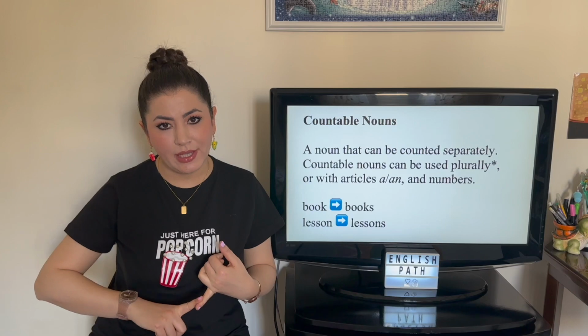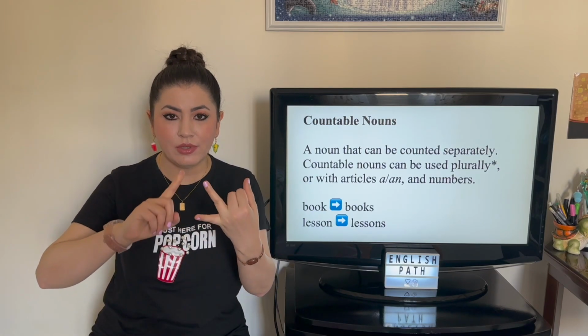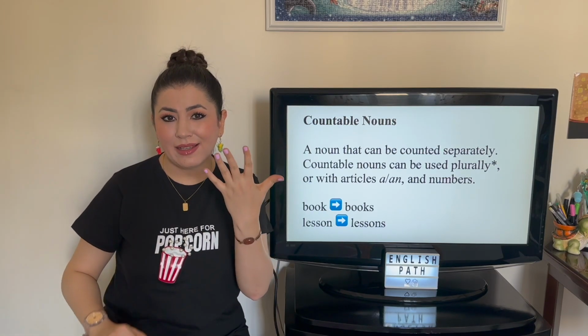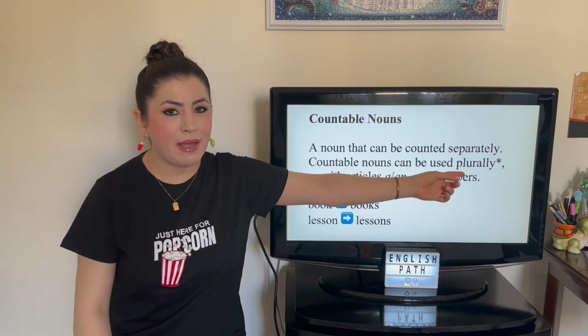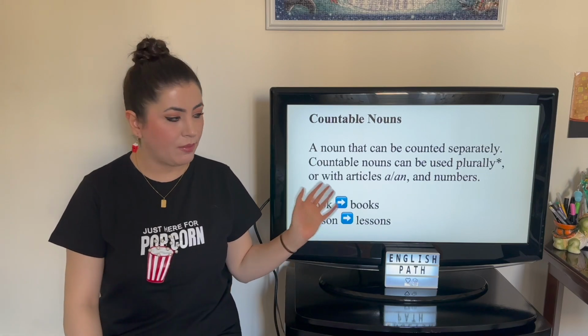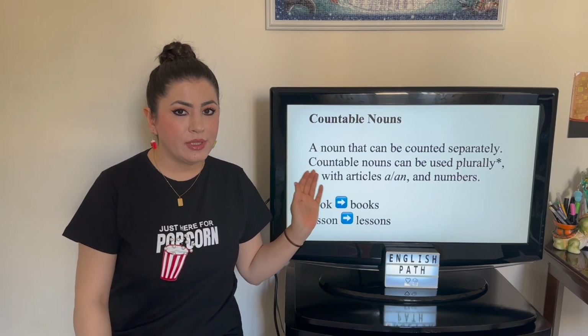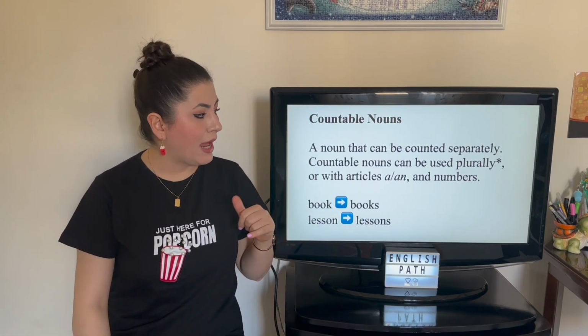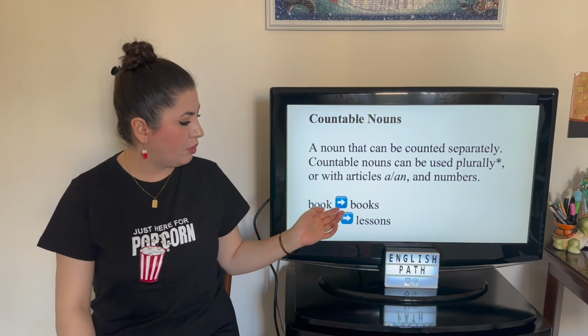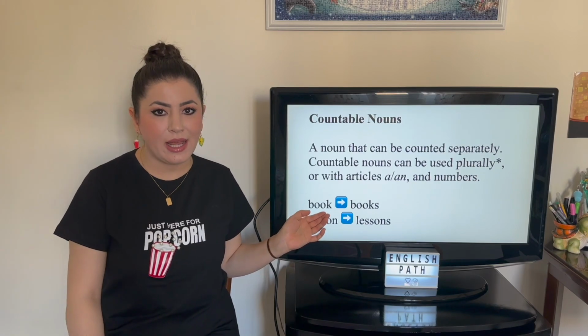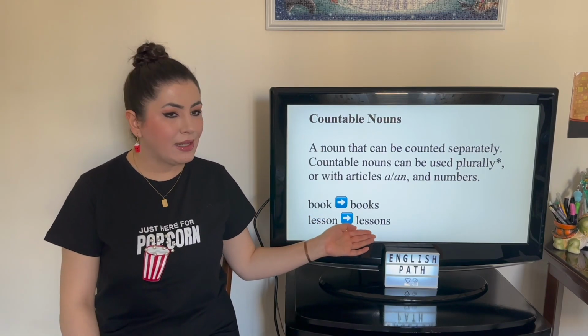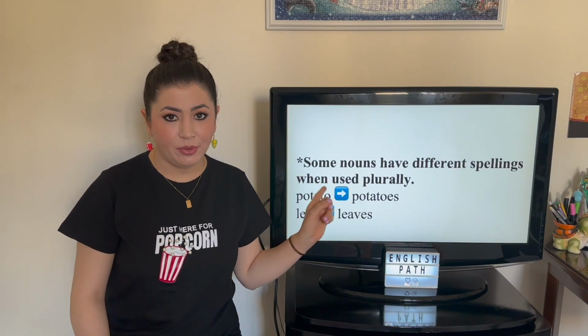Now, countable nouns are those that can be counted separately, like the fingers of a hand. And they can be used plurally. We'll get back to this after I give you examples. Or we can use them with articles a or an and numbers, like book, books. Books is the plural form of the singular noun book. Lesson, lessons. Back to the plural thing.